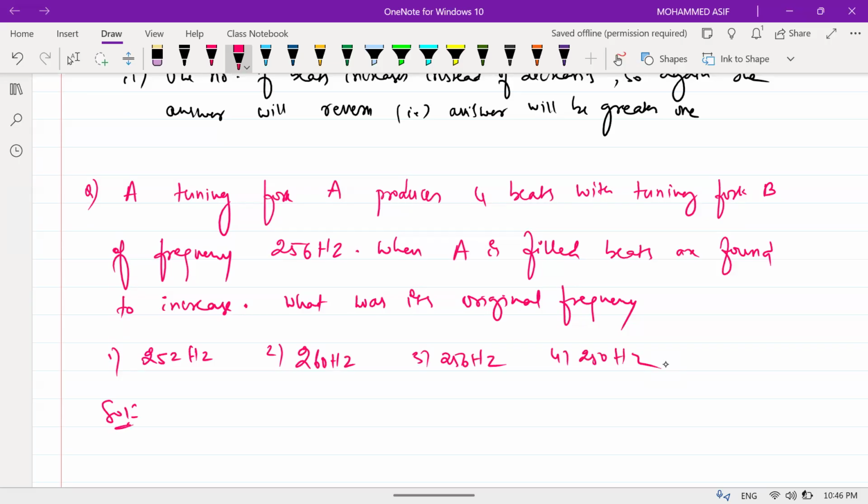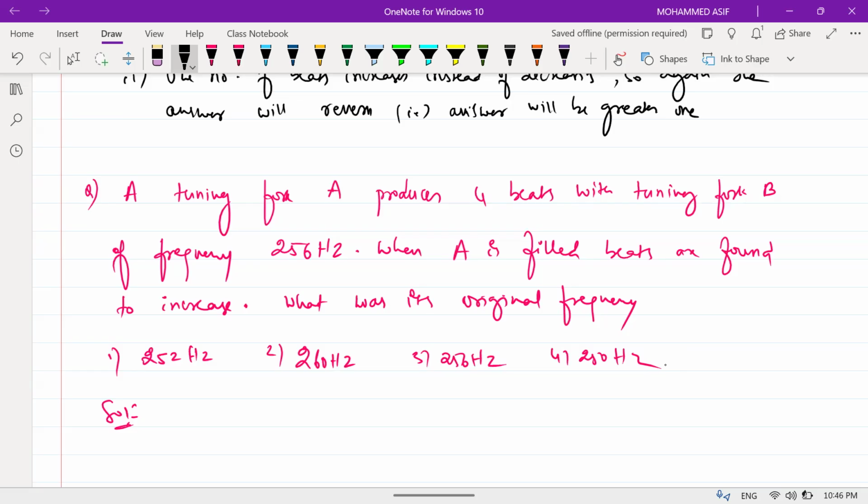Read the question carefully first. The tuning fork A is producing 4 beats with a tuning fork B of frequency 256. And the second one's frequency is given. When A is filed, beats are found to increase now. What was the original? See, first fork has an unknown frequency. So smaller frequency 256 might be the answer, isn't it? But the first fork has been filed instead of the second one being loaded. So the answer will be reverse. That means the greater frequency will be the answer for that one, isn't it?